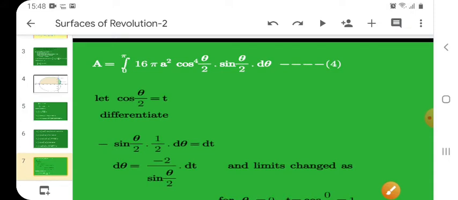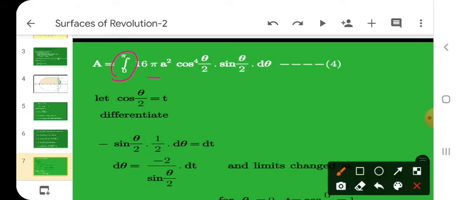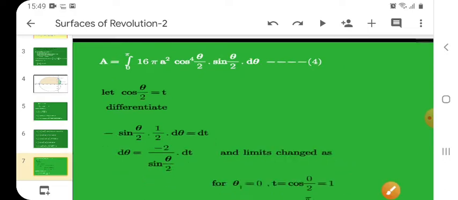We have to integrate now. We simplified the given expression, substituting all values. Now we integrate. Here 16 pi a square is the constant. We have to integrate cos power 4 theta by 2 into sin theta by 2. So, let cos theta by 2 is t.